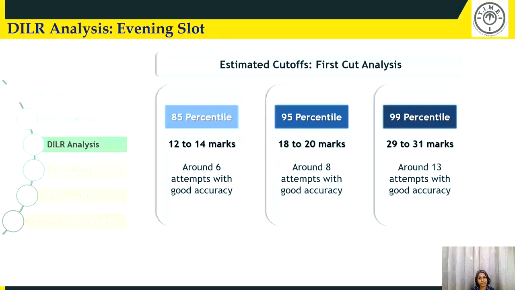And an exceptional performance would be being able to do around 2 to 3 caselets, that is around 13 to 15 attempts, and again accuracy should be high in DILR compared to, let's say, VARC. It should be even higher. So if you were able to do around 3 odd caselets, then you can expect 99 percentile provided you solve with good accuracy. So that's a score of about 29 to 31 marks.